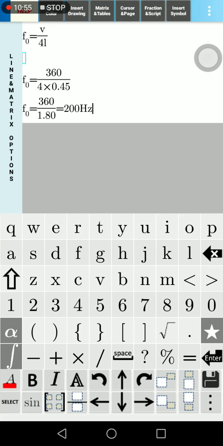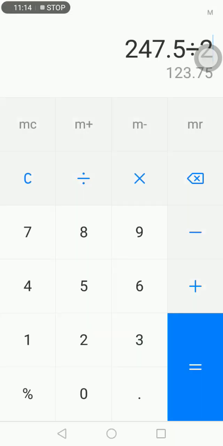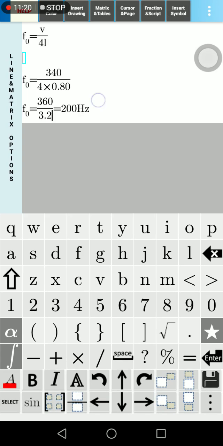So we do the same thing, but this time the velocity they gave us is 340 and the length is 0.80. So 4 times 0.80 is 3.2. So 360 divided by 3.2 is 112.5. So that will be the frequency here, 112.5.